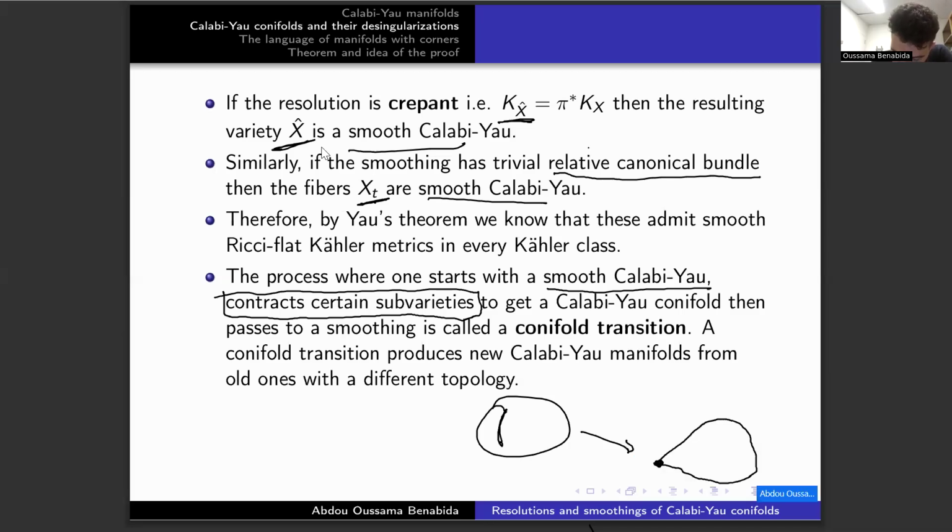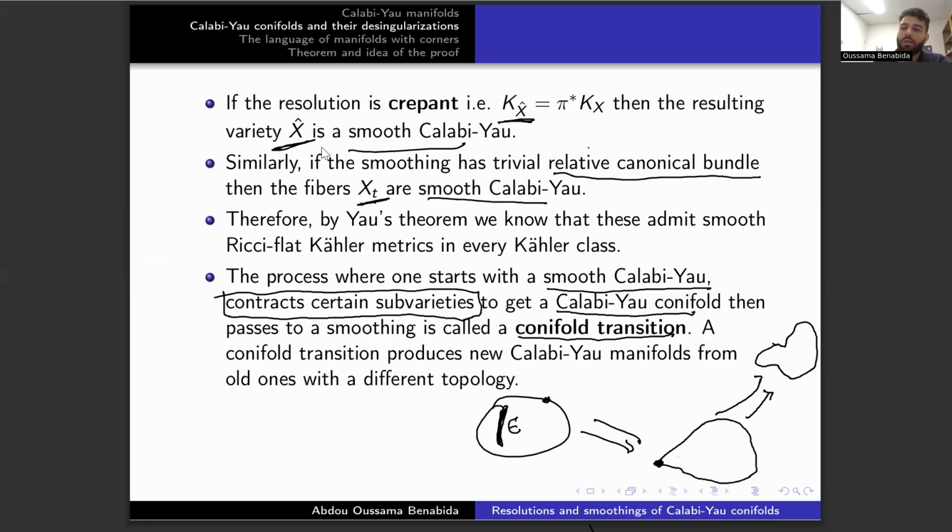And we contract this E. This will give us a Calabi-Yau conifold, and then we pass to the smoothing on the other side. So this is not always possible. We don't always have a smoothing, but when we have such a smoothing, this process where we start from this, contract subvarieties to get a conical Calabi-Yau manifold, and then we do a smoothing, this is called conifold transition.